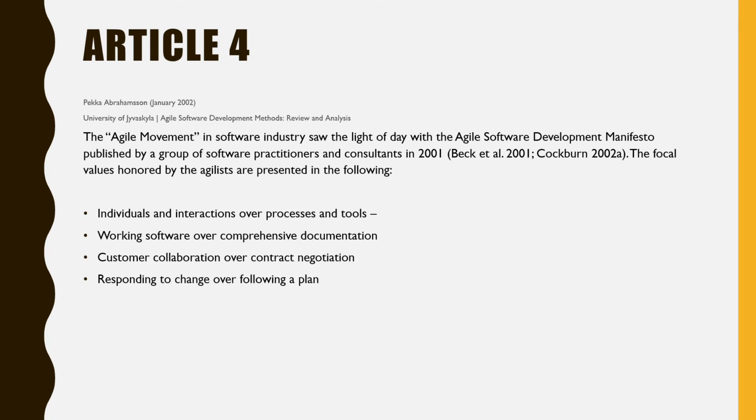Next, we will proceed to the next article from the book Applying Design Methodology to Software Development. The Agile movement in the software industry saw the light of day with the Agile Software Development Manifesto published by a group of software practitioners and consultants in 2001. The focal values honored by the Agilists are presented in the following. First, individuals and interactions over processes and tools, working software over comprehensive documentation, customer collaboration over contract negotiation, and responding to change over following a plan.